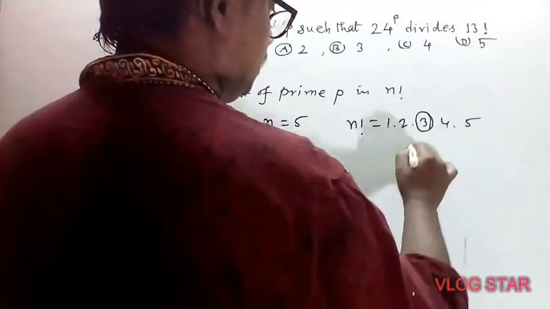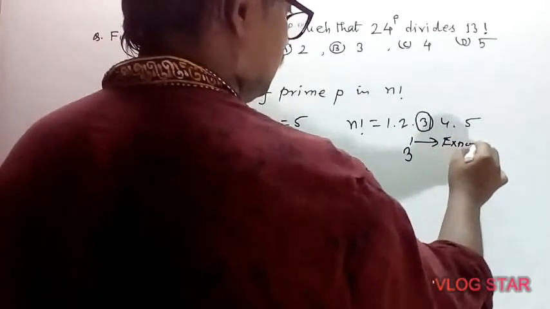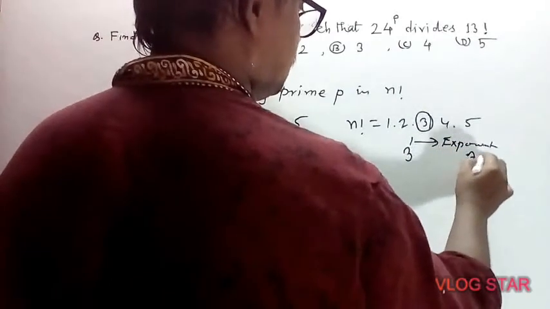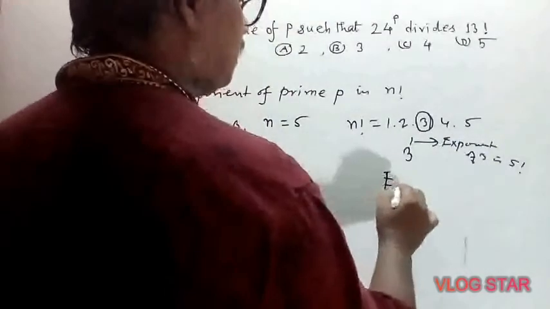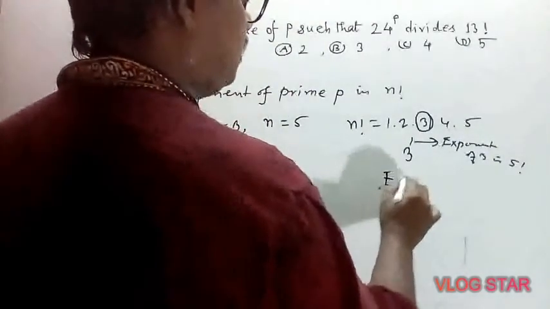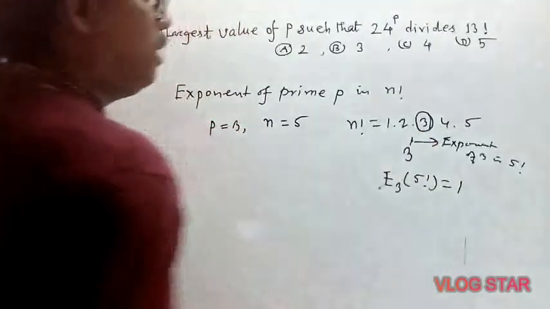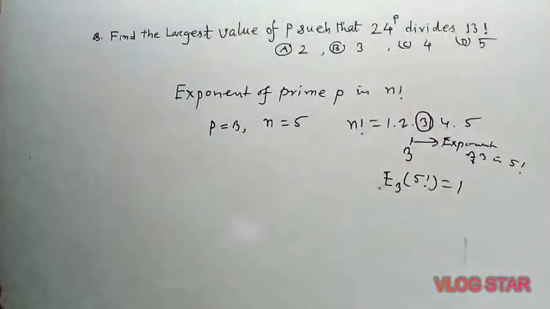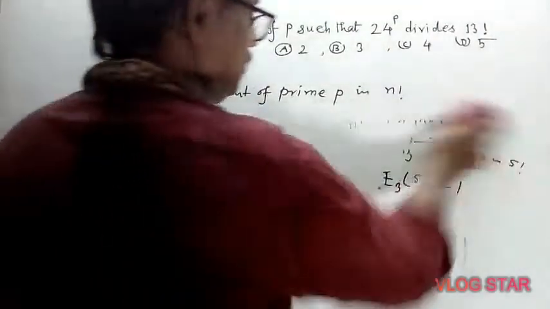That is 3 power 1. This is the exponent of 3 in 5 factorial. We denote it by e, the exponent of 3 in 5 factorial equals 1. This is only 1, the exponent of 3 in 5 factorial.